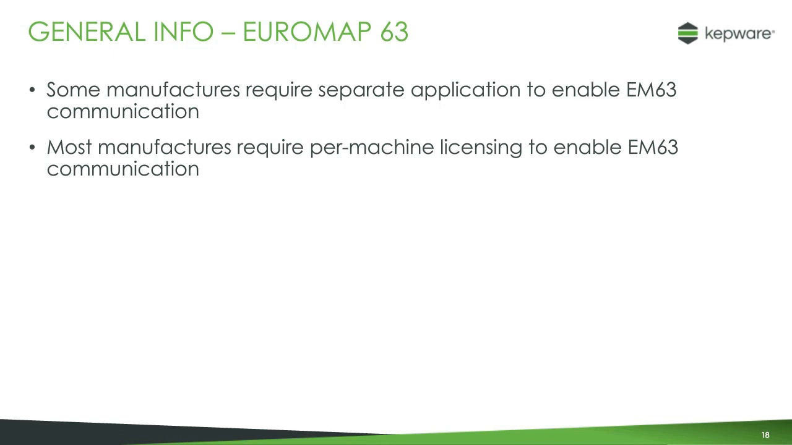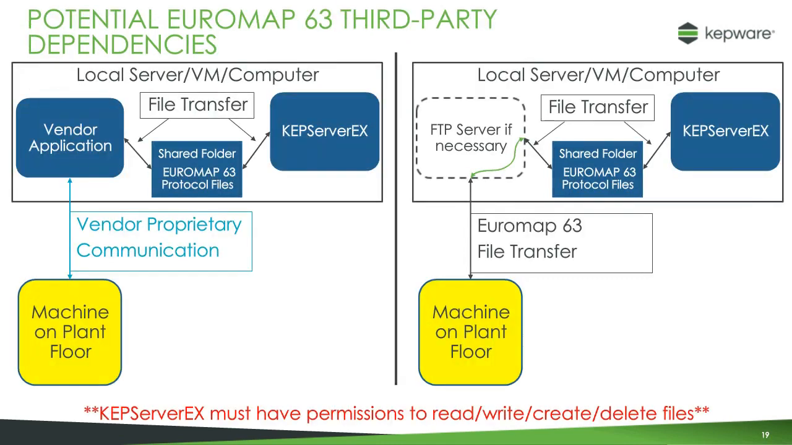Noting the first point, I want to share the two different archetypes of dependencies that we've seen. I'm going to start talking about the one on the left, where the vendor has required a separate application to be running to ensure that EUROMAP 63 communication is possible. That vendor application that you can see on the left-hand side communicates in a proprietary way with the machine on the plant floor, and then converts that over to the EUROMAP 63 protocol by transferring files into a shared folder. Vendors that utilize this functionality are Engel, and we've also seen that with Cincinnati Milacron as well as Fanuc.